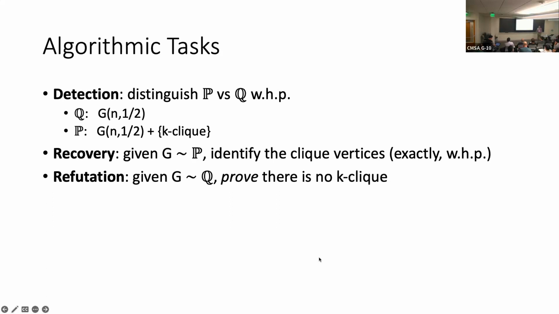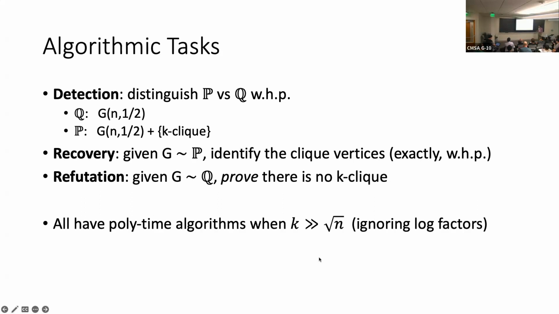And then a third type of problem that I also want to discuss is something called refutation. This is where I'm going to give you a graph that does not have a clique in it. It's just a purely random graph, and you have to prove to yourself that really there is no planted clique. I'll describe in more detail what exactly this means and why you should care about it a bit later. But for now, let me say that for all these different problems, we know algorithms under the same threshold from the last slide, k bigger than root n, ignoring log factors. So I'm always going to write this and ignore log factors in this talk.